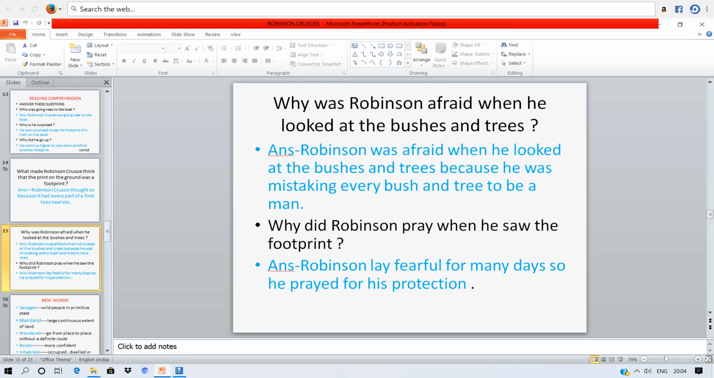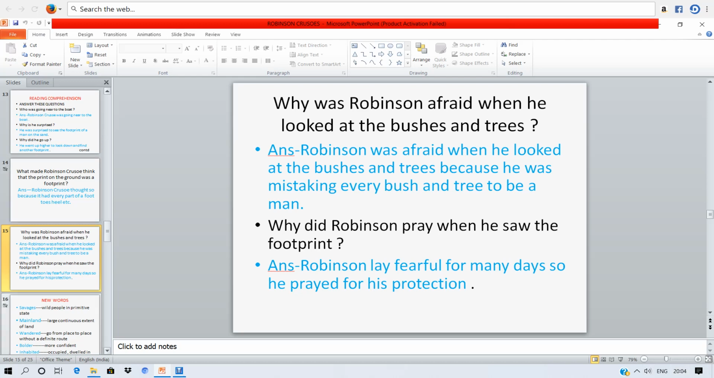The last question, why did Robinson pray when he saw the footprint? Why did he pray? I told you he prayed for his protection, for his safety. And the answer you are going to write this way. Robinson lay fearful for many days, so he prayed for his protection.